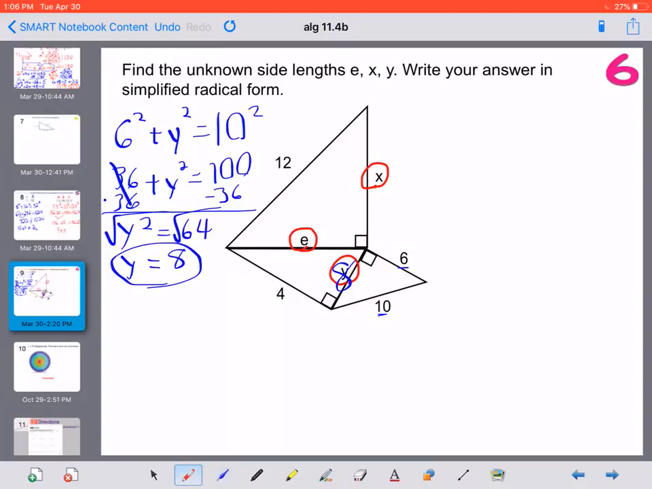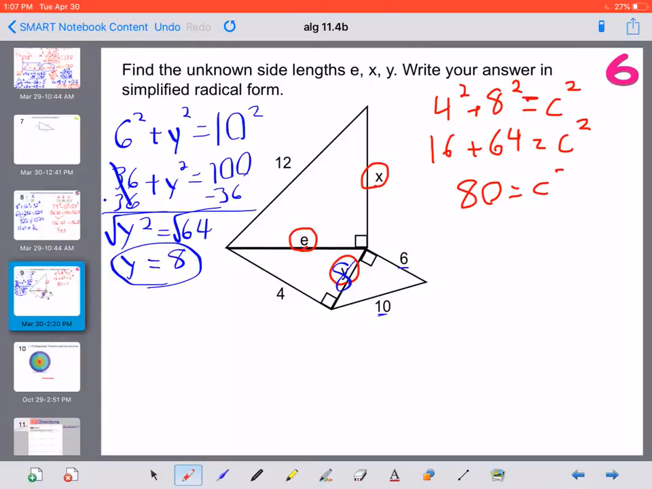Now I know two sides of the middle triangle. I know a and b, 8 and 4. So I'll have 4 squared plus 8 squared equals c squared. 4 squared is 16, plus 8 squared, which is 64, equals c squared. 16 plus 64, that's going to give me 80. 80 equals c squared. So I find the square root of both of those. Now this 80 is not a perfect square, and what they want me to do is find it in simplified radical form.